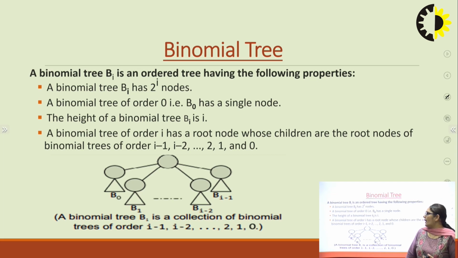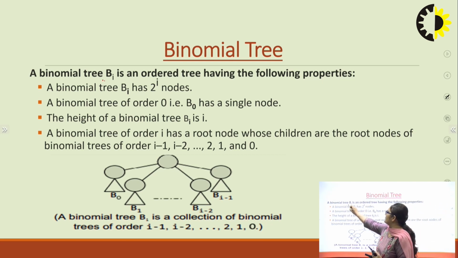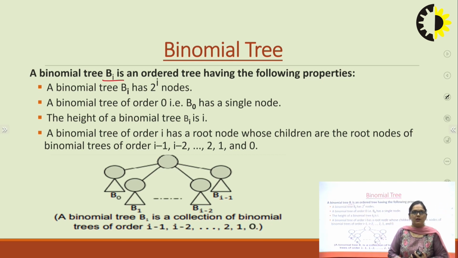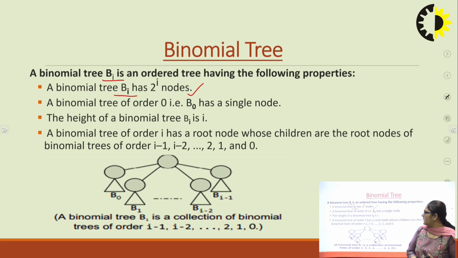So basically a binomial tree is an ordered tree which is represented as Bi, where i is the order of the tree, and it has the following four properties. First property is that if we have a binomial tree of order i, that is Bi, then it has 2 raised to power i number of nodes. And second property says that a binomial tree of order 0, that is B0, will have a single node or individual value. Third property is that the height of binomial tree Bi will be i.